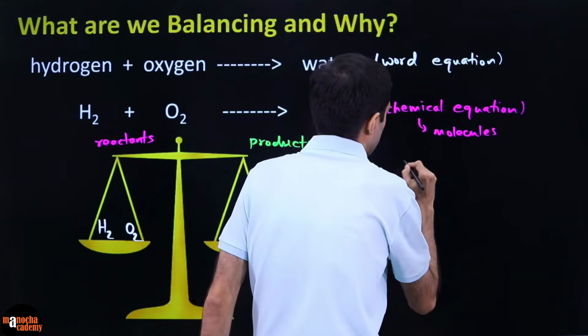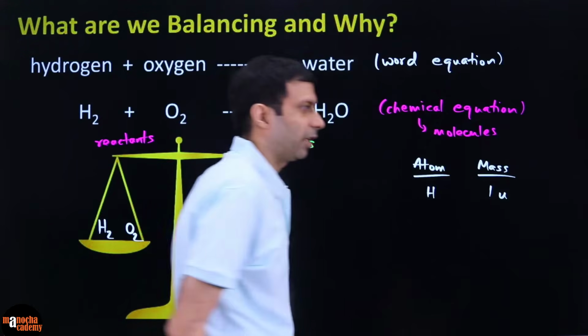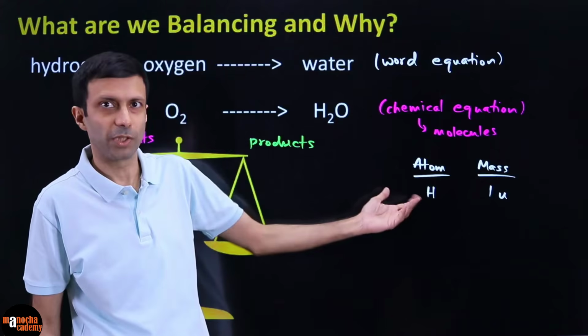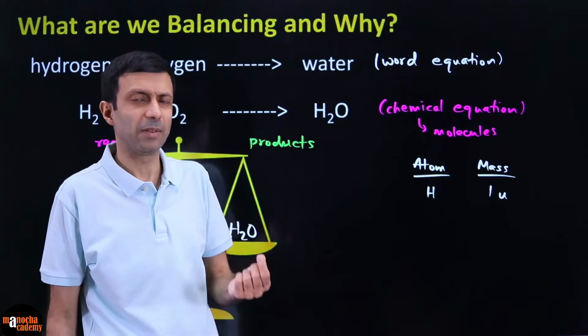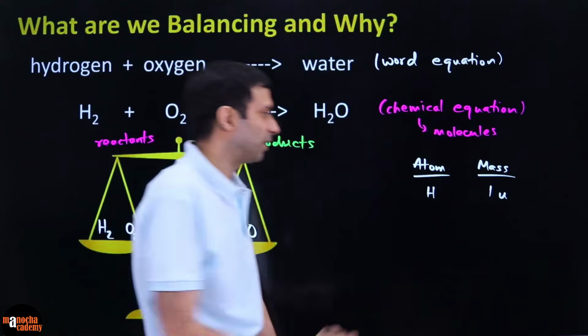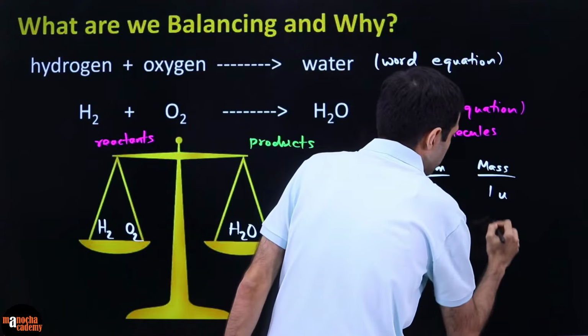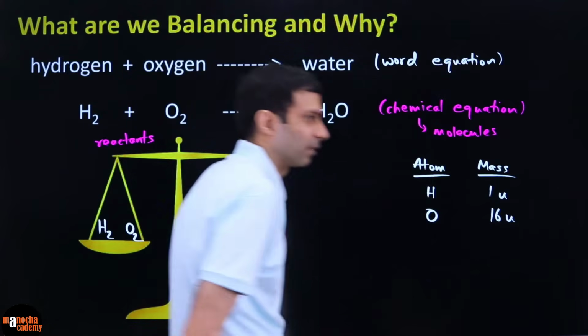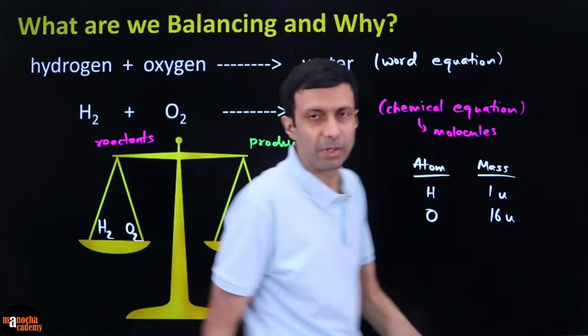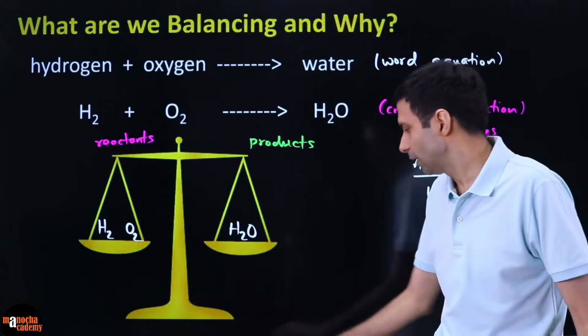The mass of a hydrogen atom is 1 AMU or 1 U, whichever way you guys write it, right? It's the lightest atom. Oxygen is 16 U. Okay. So if we work out the numbers, what is the mass of hydrogen over here?